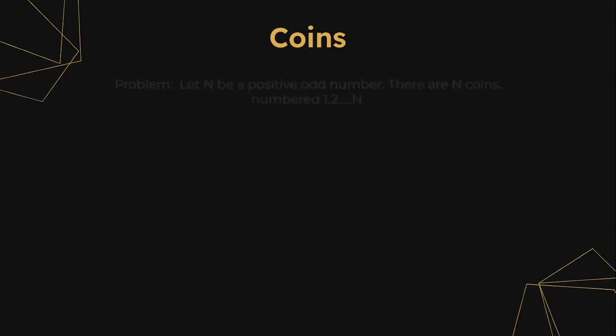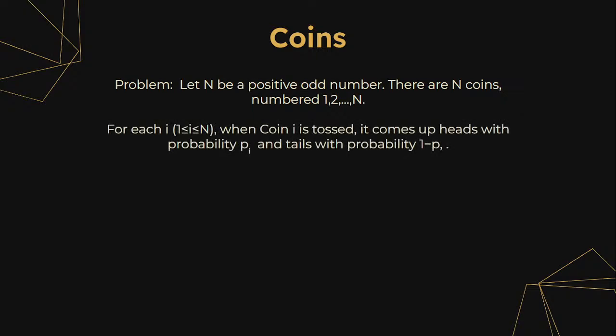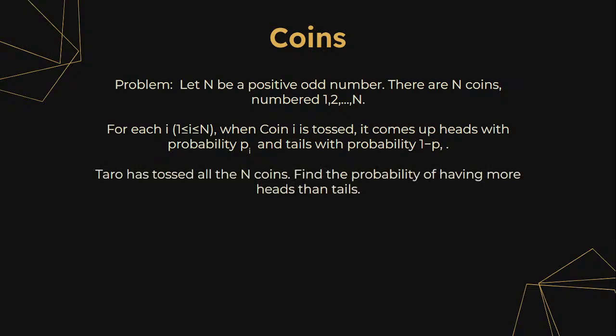Okay, now let's look at a new problem, coins. We have a positive odd number n, and there are n coins numbered 1 to n. For each i from 1 to n, when coin i is tossed, it comes up heads with probability pi and tails with probability 1 minus pi. Taro has tossed all the n coins, find the probability of having more heads than tails.